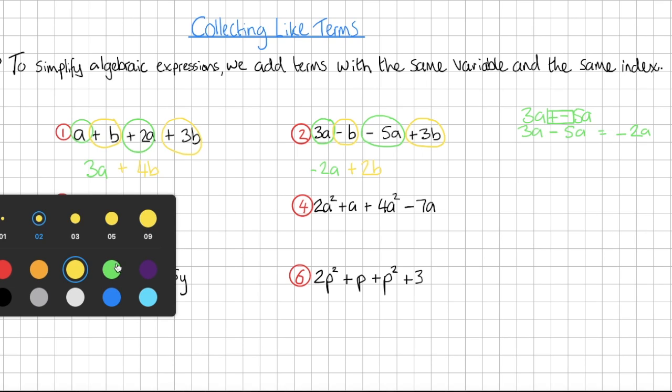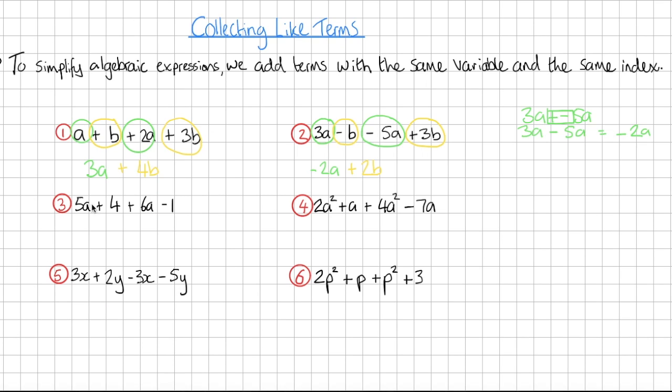In example number 3, I've got A's again. 5A plus 6A is 11A. Then I've got some constants, which is some numbers by themselves. They are like terms to each other, plus 4 and negative 1. I can add those together, which gives me positive 3. But I can't add them with A's. So 11A plus 3 is my final answer.